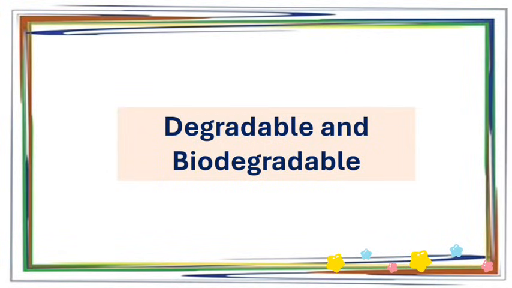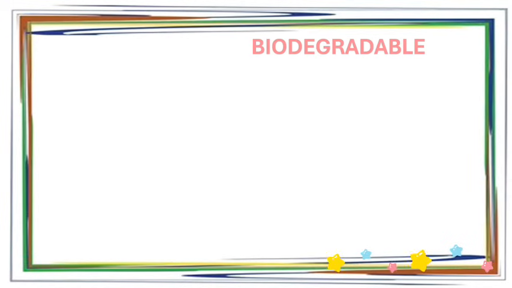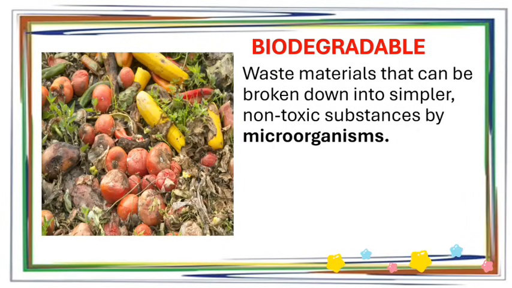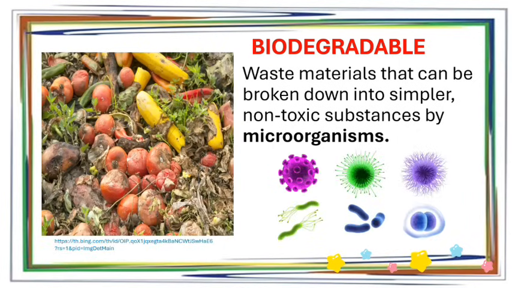Third topic, degradable and biodegradable. Biodegradable: waste materials that can be broken down into simpler, non-toxic substances by microorganisms. Take a look at this picture. Microorganisms are sometimes called microbes and are tiny living things that are found all around us. These microorganisms can sometimes be classified as fungi or bacteria.